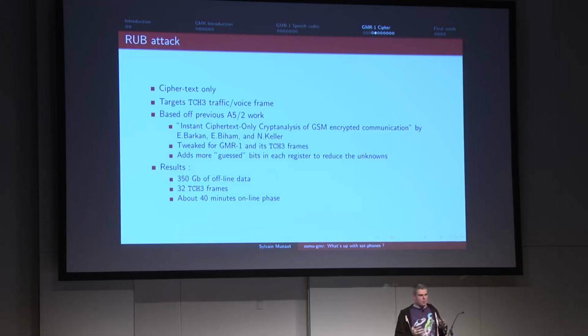And they also did something a little weird, which is that they tried to guess more bits. Some of the bits, they basically tried to brute force. I'm not exactly sure why. I think it's to reduce the number of unknowns, but I don't know if that actually had the desired effect. And in the RUB paper, they published their result, and basically with 350 gigabytes of pre-computed data, using 32 TCH3 frames, they managed to recover the key in something like 40 minutes, which is not bad, definitely, and it works. But the original attack is named instant. 40 minutes isn't instant, to me at least.